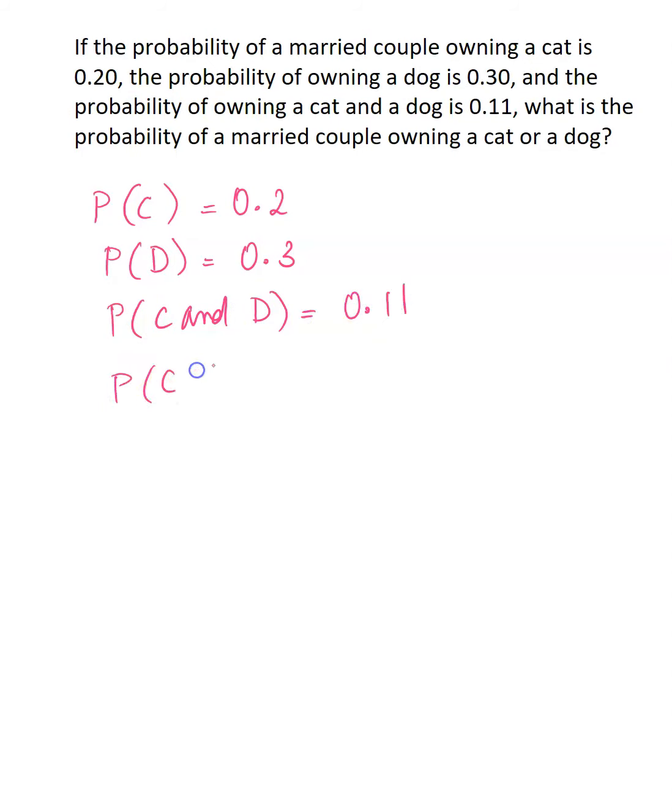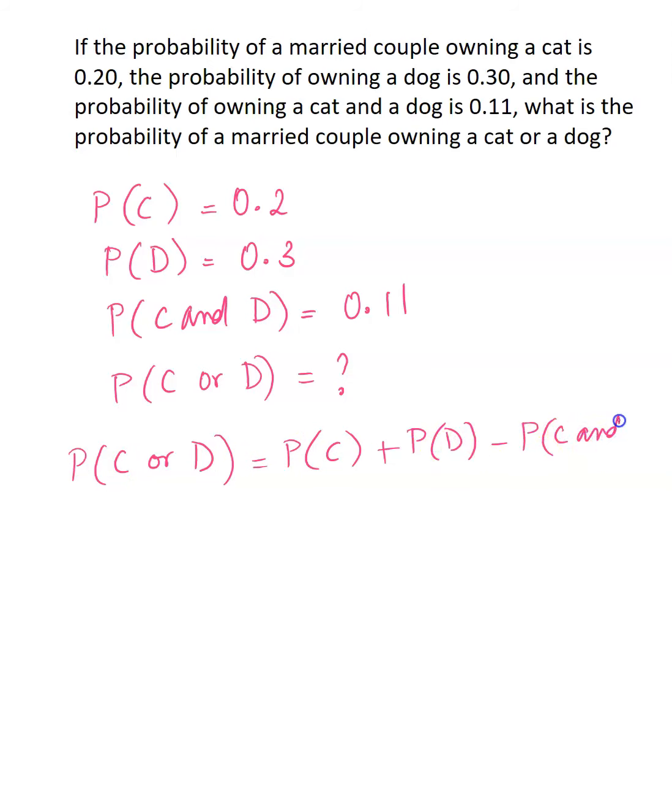And we're asked to find what is the probability of owning a cat or a dog. So we know this is to do with the addition rule. P of C or D is P of C plus P of D minus P of C and D. So go ahead and plug in the values, minus 0.11. Pull out a calculator and compute this. And that comes out to be 0.39. So you can say the probability of a married couple owning a cat or a dog is 0.39.